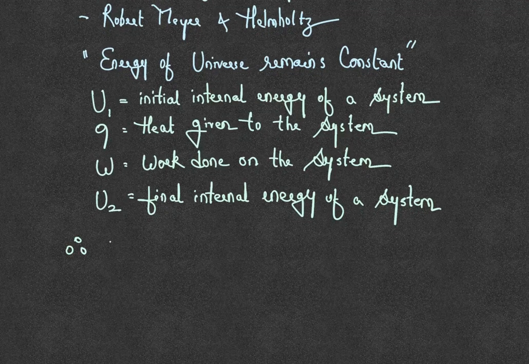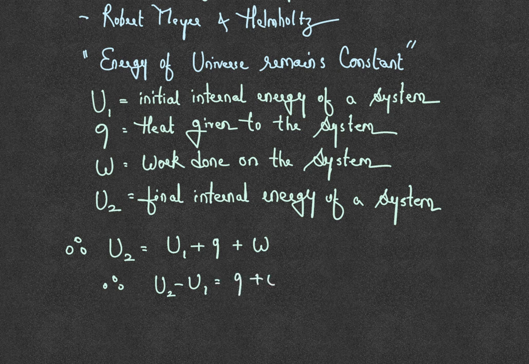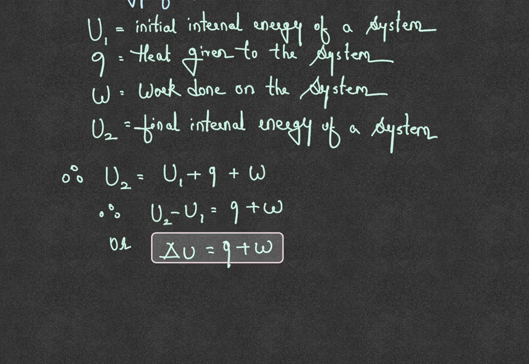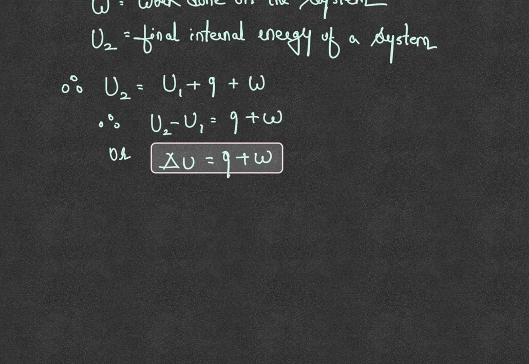Therefore, U2 is equal to initial energy plus heat gain plus work done. And therefore, U2 minus U1 is equal to Q plus W, or delta U is equal to Q plus W. This is the mathematical form of first law. However, it can have some variations, a few here and there.